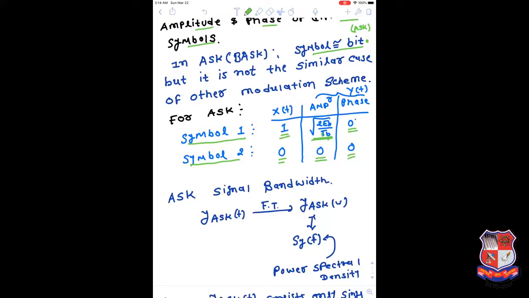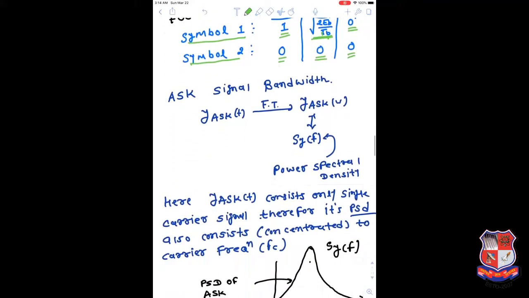When we discuss QPSK, quadrature amplitude modulation, and phase shift keying, we will see there is a difference between symbol rate and bit rate. Now we come to the bandwidth of the ASK signal.